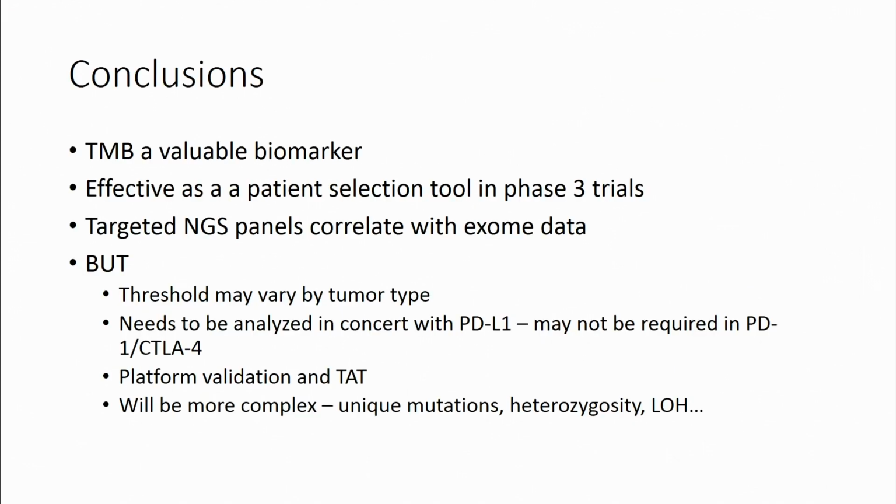And in conclusion, I think it's a valuable biomarker. It's been an effective patient selection tool in phase 3 trials. The targeted NGS panels do correlate with exome data, but only give a piece of the information. Threshold may vary by tumor type, so I think we need to learn more about all other cancer types. PD-L1 expression may be important, and I think that platform validation is really going to be important with all these other assays that are coming on board.